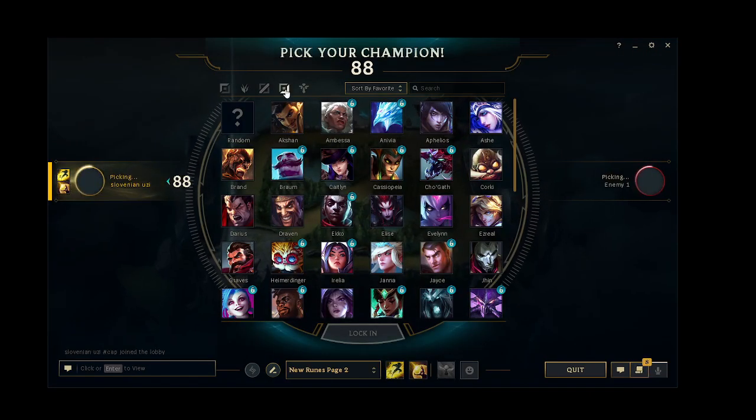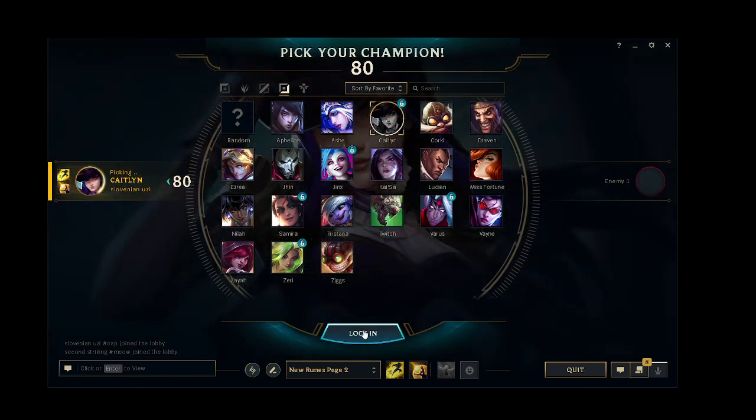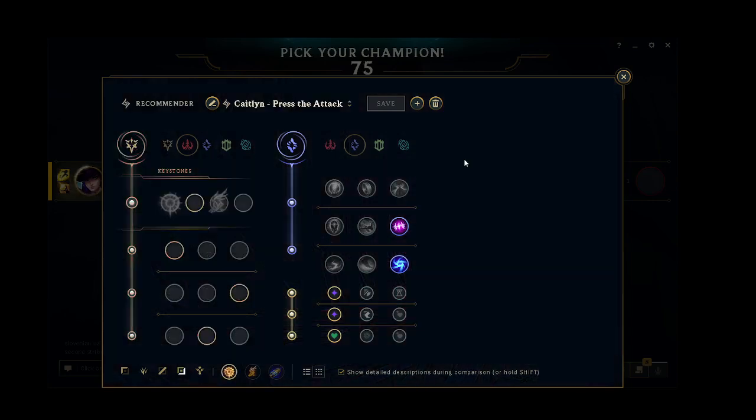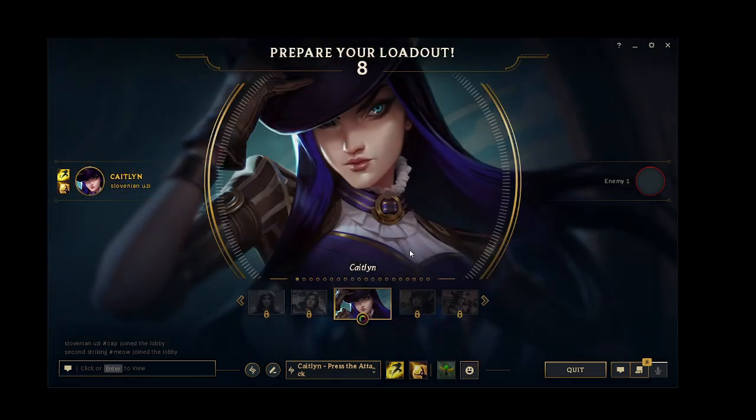Okay, just pick, I don't know, Ash or Caitlyn. Up to you. I'll pick Kate so I don't give you slow. Okay, I pick Kate as well. Just go PTA, I think, so we don't get movement speed. Okay.